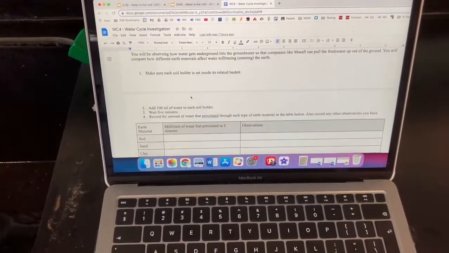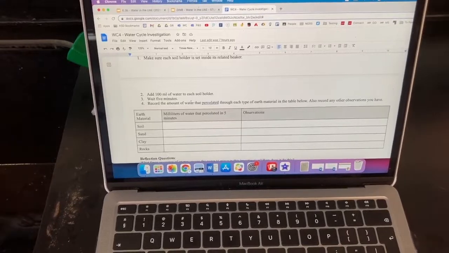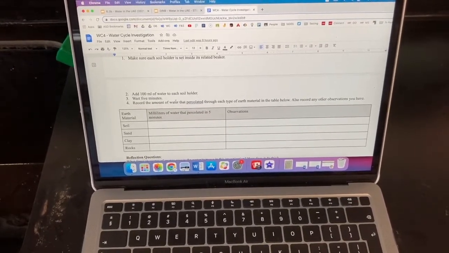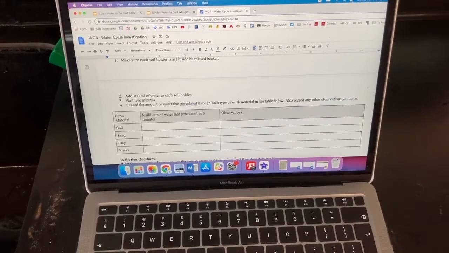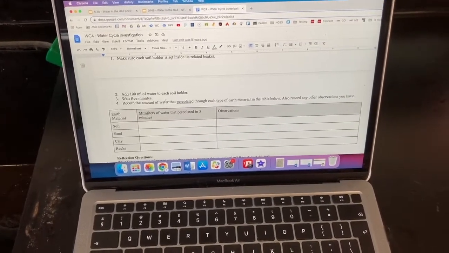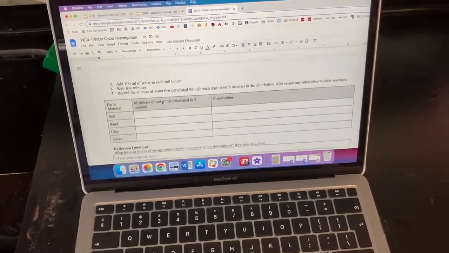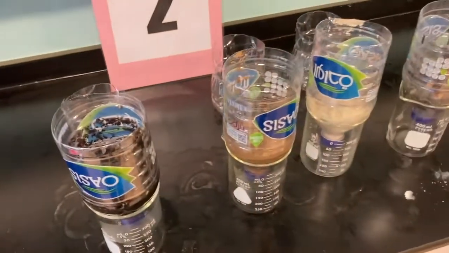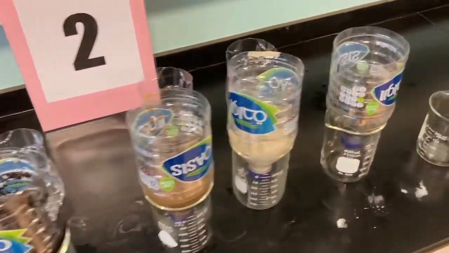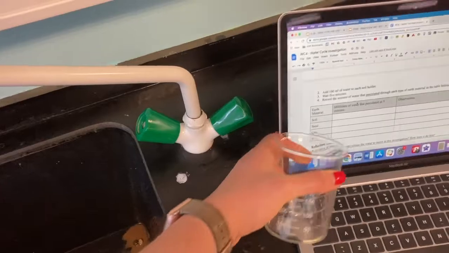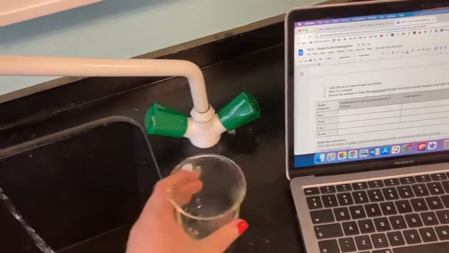We're going to pour 100 milliliters of water in each one and then wait 5 minutes. You're going to record observations of what happens and how many milliliters of water percolate through. And once you do that, there will be 3 reflection questions. All right, so let's get started. This will take a minute because I've got to pour out the water.